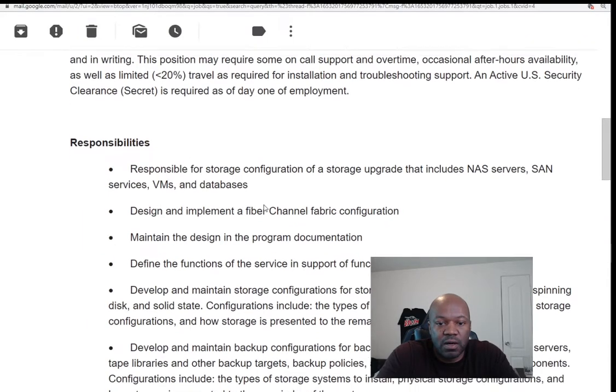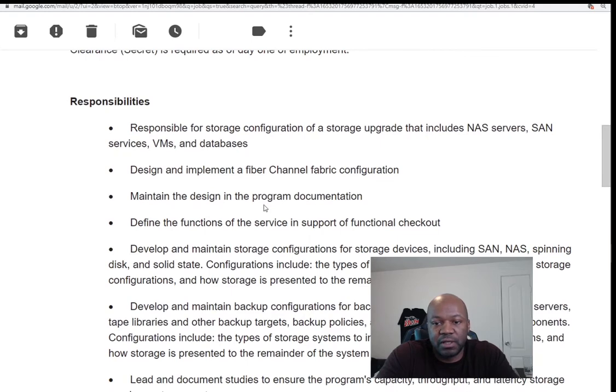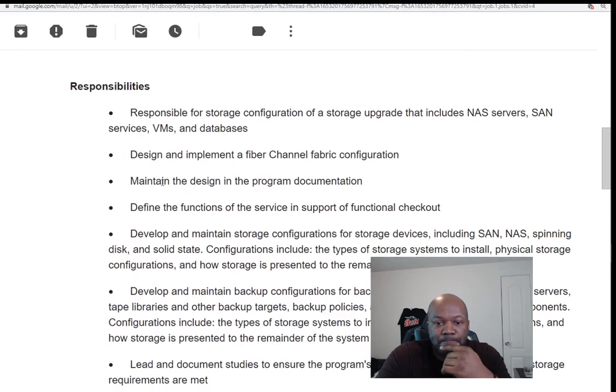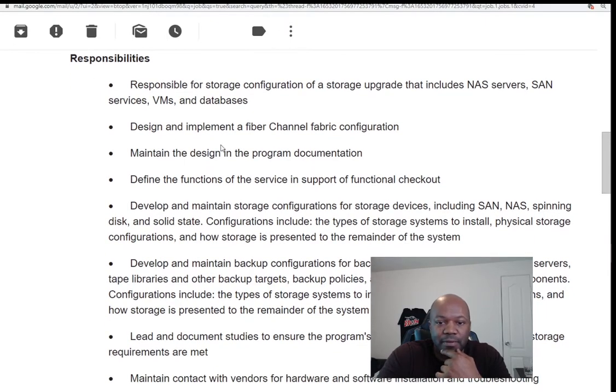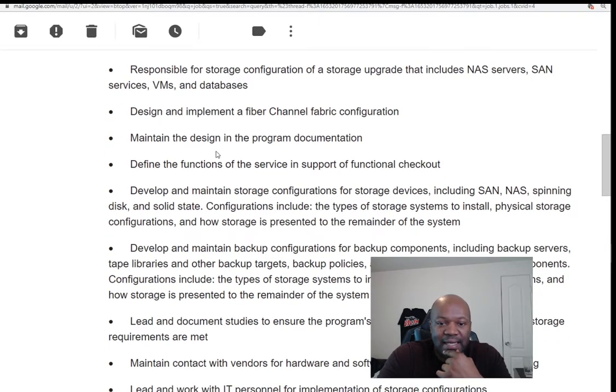They're looking for someone responsible for storage configuration and storage upgrades for a NAS and a SAN, for SAN services on VM virtual machines and databases. You're going to design and implement Fibre Channel fabric configuration. You're going to maintain and design and program documentation. Now, if you're a storage expert, you know what all this stuff means. I've only dabbled in this, so I can only tell newbies what I know in general terms.